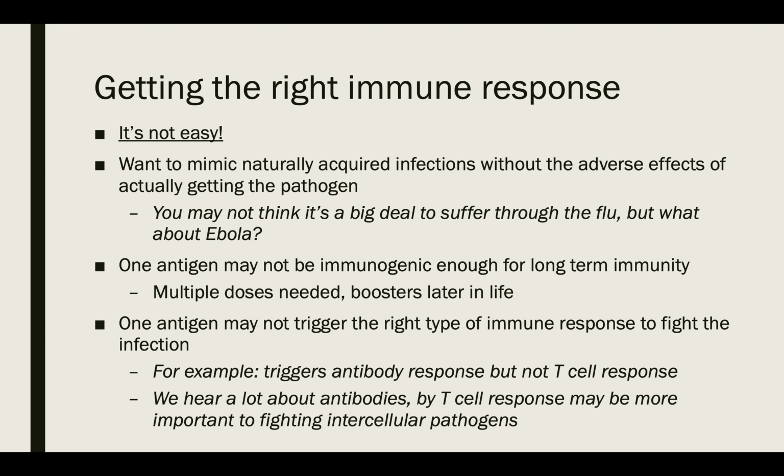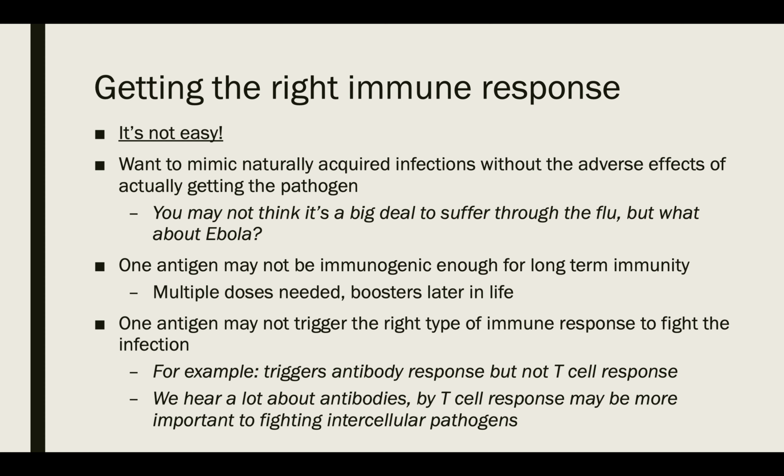So some people think, well, why don't we just suffer through the disease? Well, you could suffer through the flu. It still kills people, but how many people want to suffer through Ebola? So this is, again, why we have vaccines, and we want to get that right immune response. So one antigen may be immunogenic enough for long-term immunity, or one antigen may not be immunogenic enough for long-term immunity. So it's finding that right antigen.